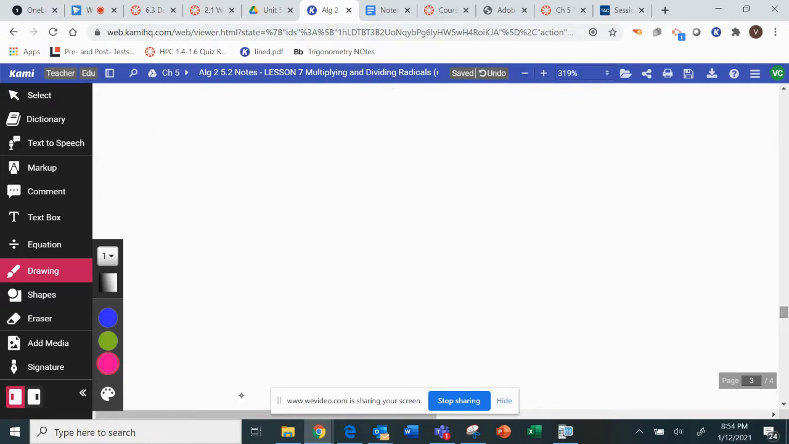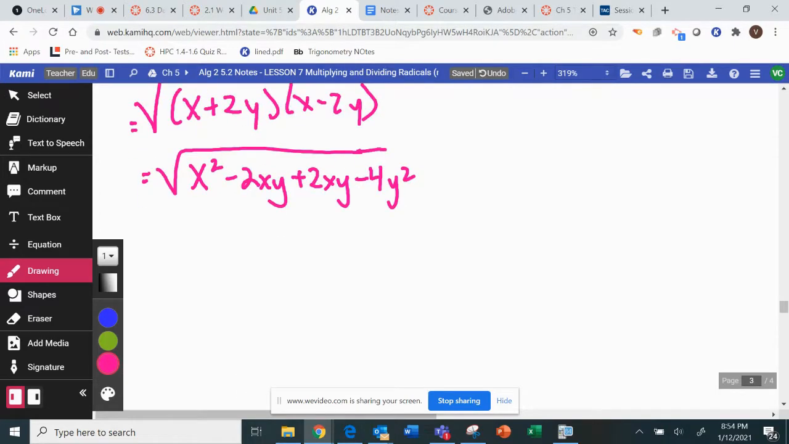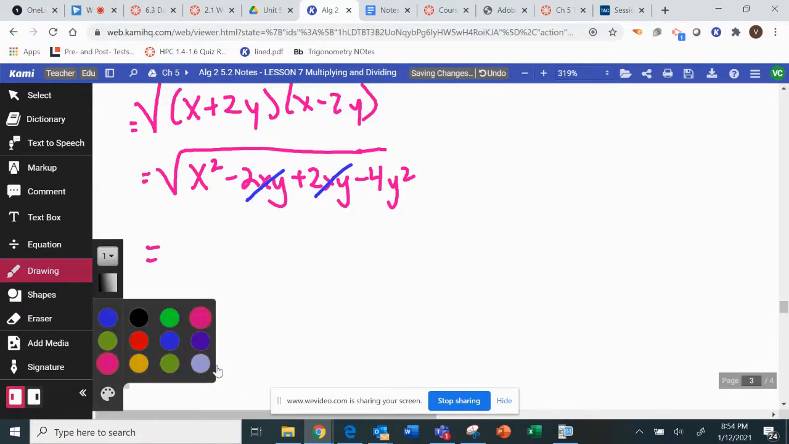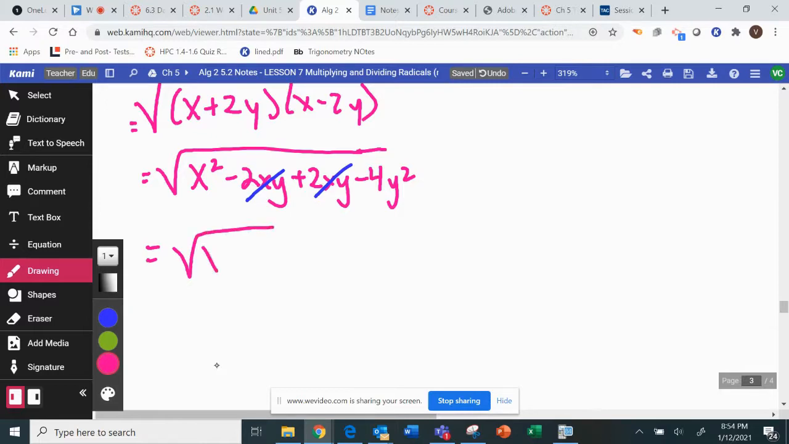Okay. And then my next step would be those terms in the middle are like terms. One is plus 2, one is minus 2, so they're going to totally cancel out. And I'm going to get the square root of x squared minus 4y squared. Now, you cannot take the square root of the x squared and the 4 and the y squared separately. You cannot do that. This is as far as you can go.